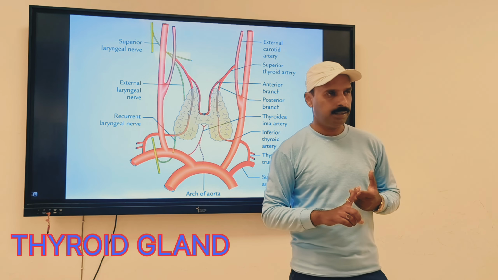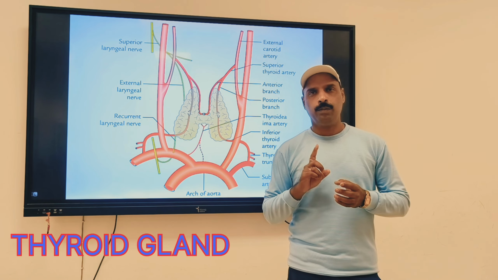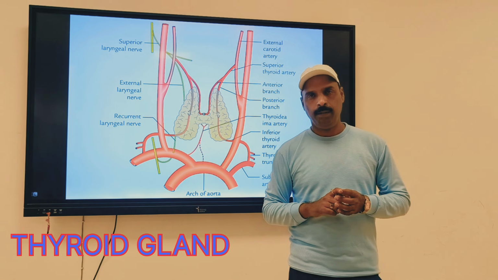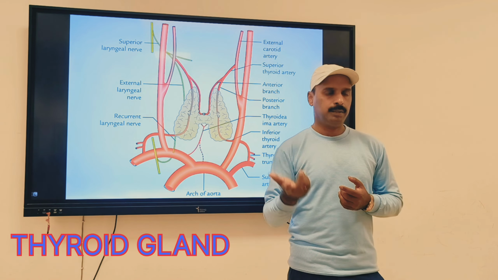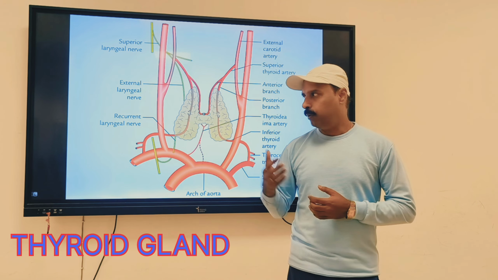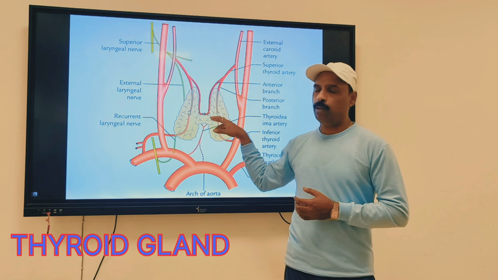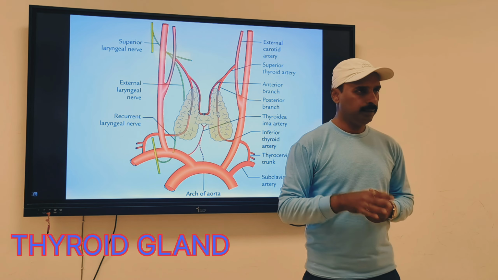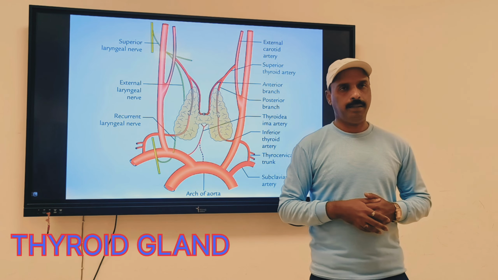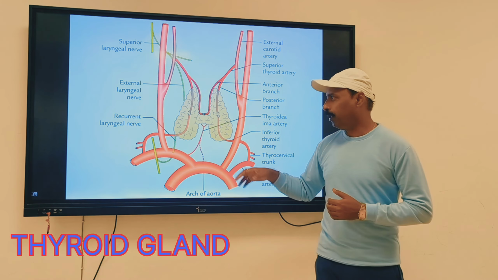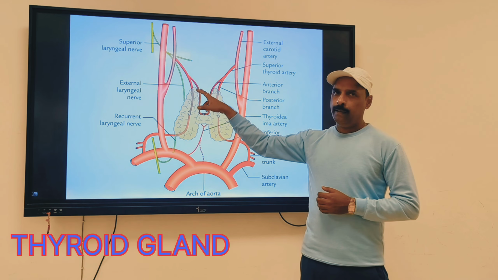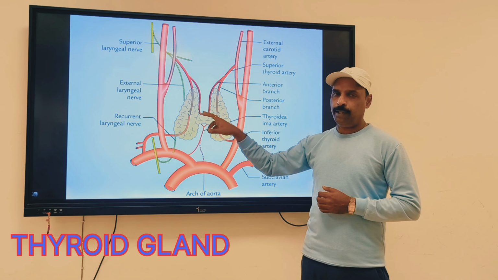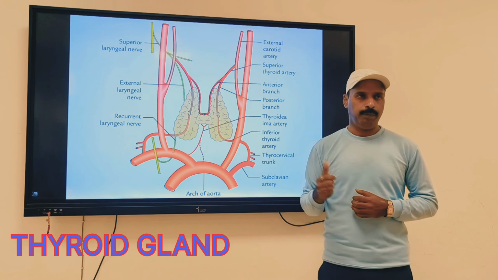Then the situation or location of the thyroid. Then we have told the measurements of the thyroid, the weight of the thyroid, the structure of the thyroid gland, and the external features of each lobe of the thyroid. This is the important part of the first part of the thyroid gland. I have also told the measurement here: each lobe measures 5 into 2.5 into 2.5.